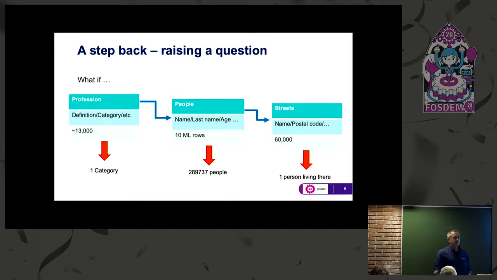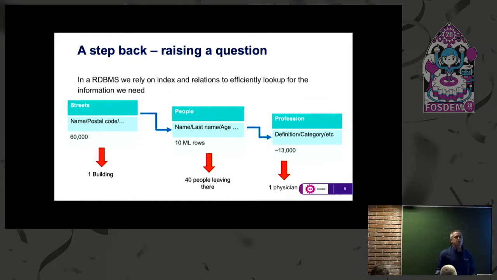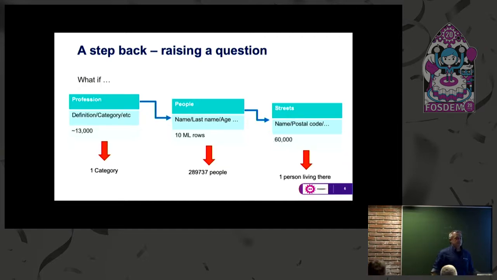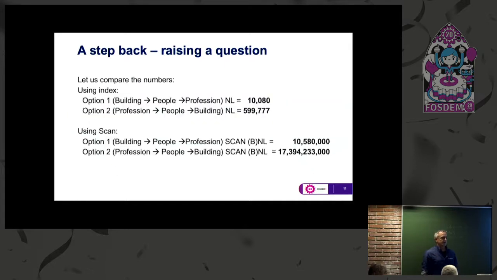Another plan looks very similar. Actually, if you check, the first one starts with a larger number of rows, the second one starts with fewer rows. Say, okay, let's start with the professions category and see how many professions you are looking for. So filter for profession, I am looking for a physician, so one row. Then filter the 10 million people, and at the end, filter for the address. Those two plans look very close and quite the same, but they are not.